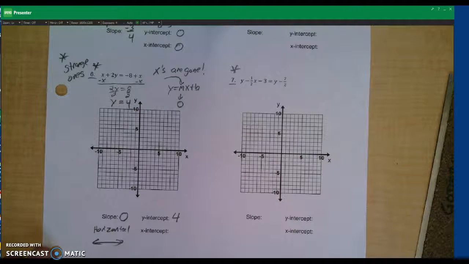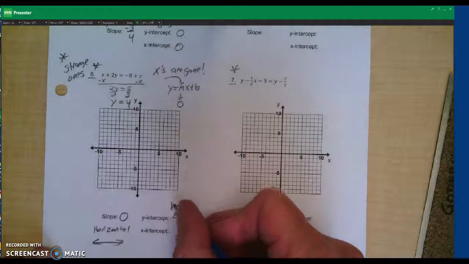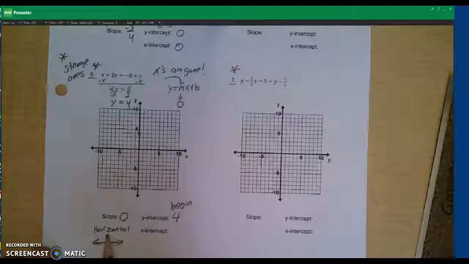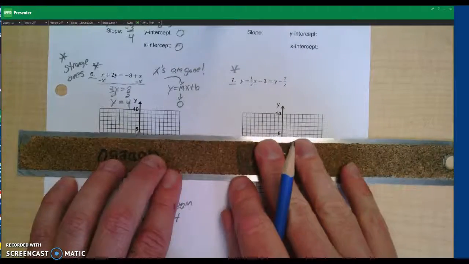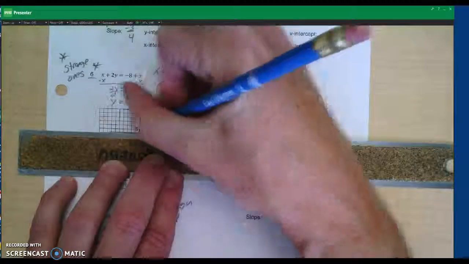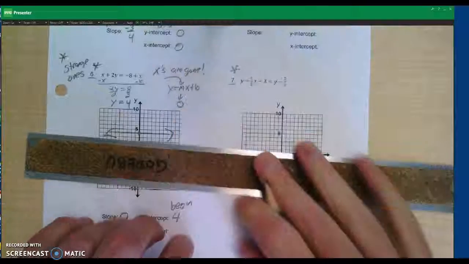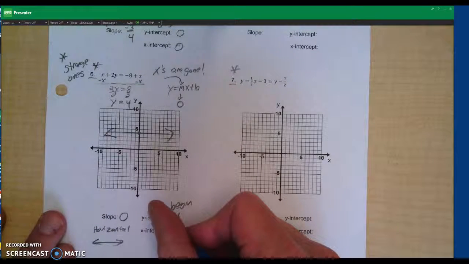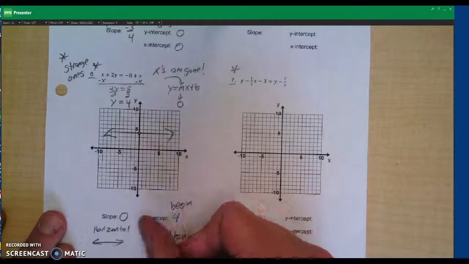So how do you graph that? Well, still begin here at 4, and guess what you draw? A horizontal line. That's a piece of cake. But wait, what's the x-intercept? It doesn't hit the axis. There is none. Doesn't exist.